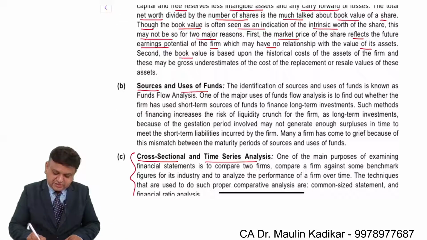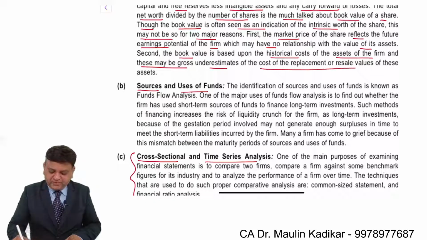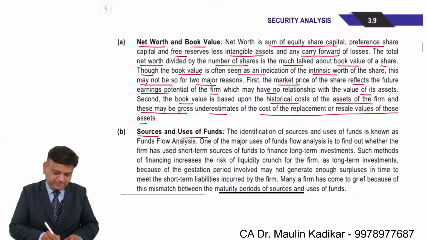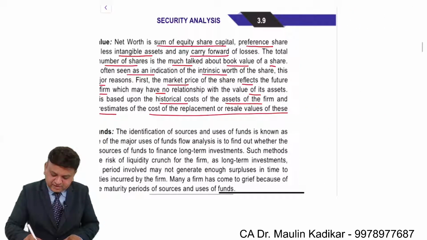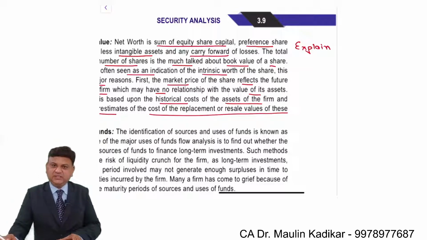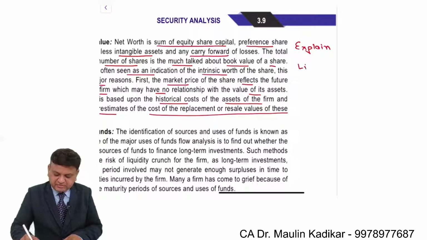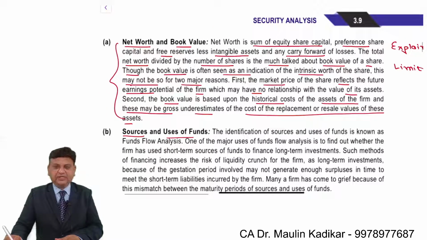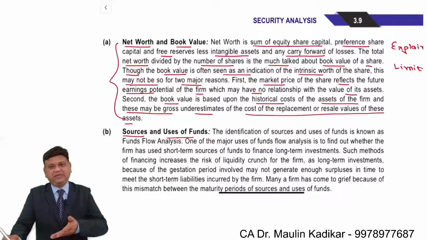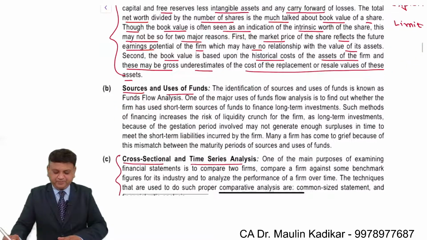Second, the book value is based upon the historical cost of the assets of the firm, and these may be gross underestimates of the replacement cost or the resale value of these assets. So over here there are two things we are required to mention. We are required to explain the net assets, and we are required to mention the limitations. Whatever limitations are there in the accounts, the same limitations will be mentioned over here.